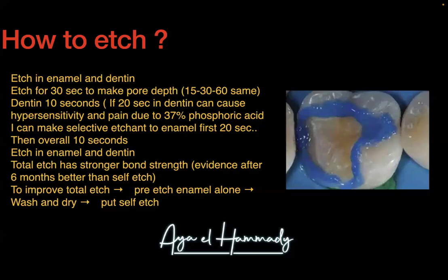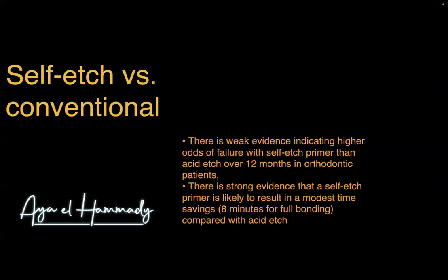Then you rinse for the same amount as the etch, 20 or 30 seconds, and then you dry until the chalky white appearance happens. This is the clean field. Apply the bond, then cure it, and apply the bonding material. As we mentioned, the self-etch, which is the total etch, has the etch and the bond in one bottle, versus the conventional method, which is the 2 steps.